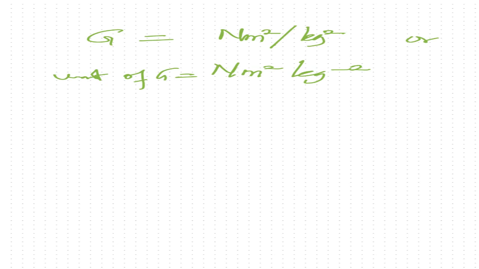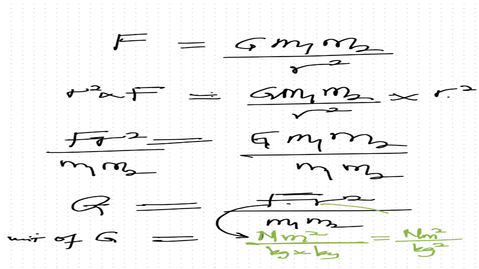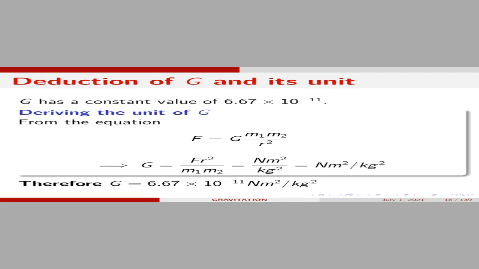I hope you are following, my people. Good. So that is what I have done here in the notes. And G is a constant. The value is 6.67 times 10 exponent negative 11.